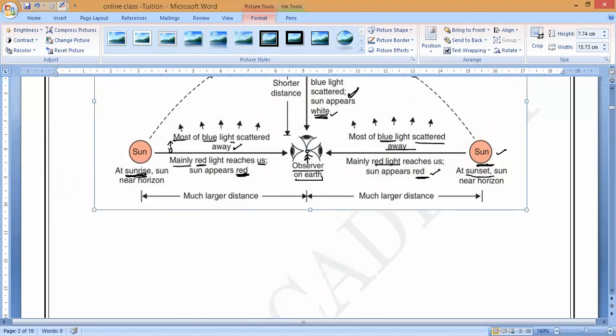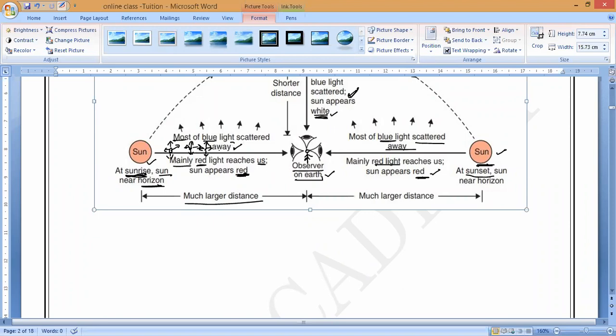What will happen, guys? A lot of blue light is scattered away because during sunrise and sunset, the sun is near the horizon. So there is a much greater distance between the sun and the observer. At each and every point, most of the blue light is scattered away.